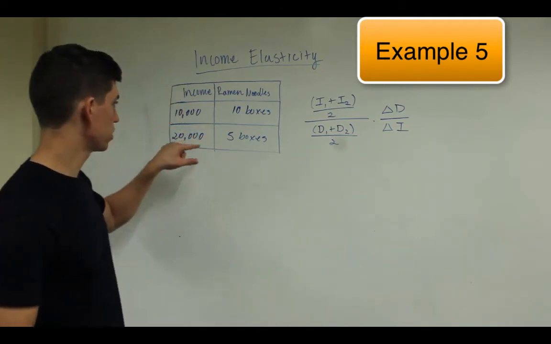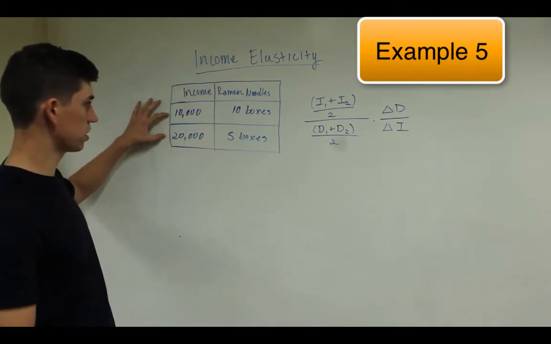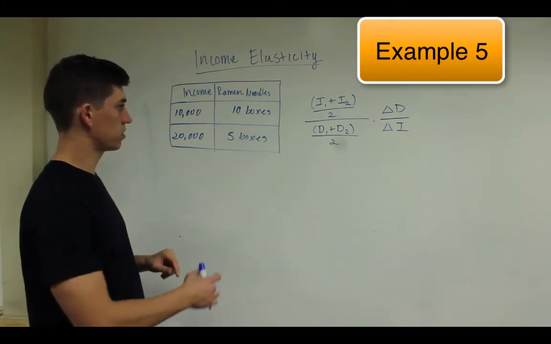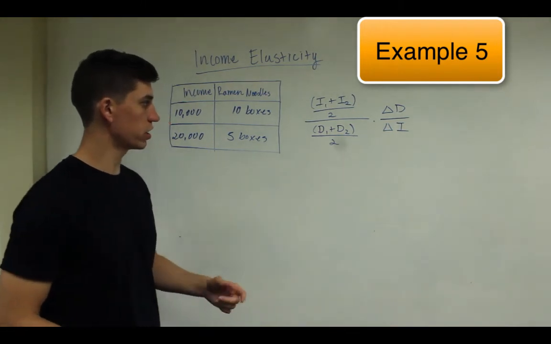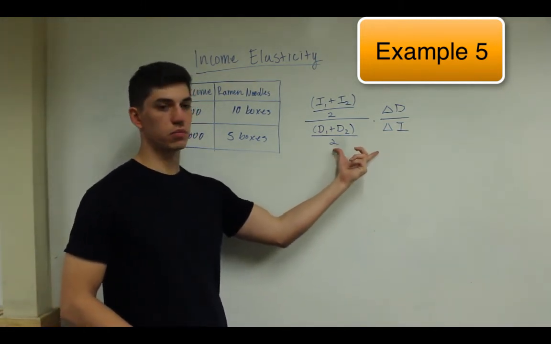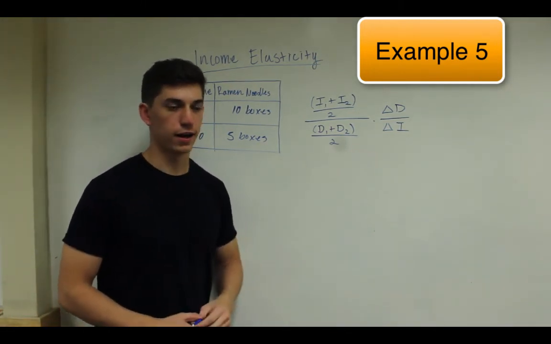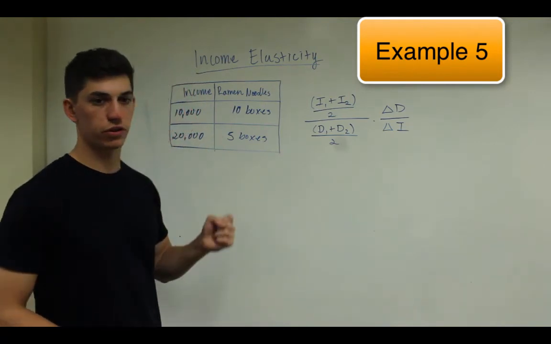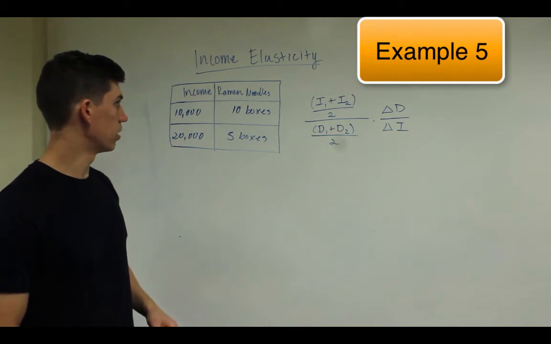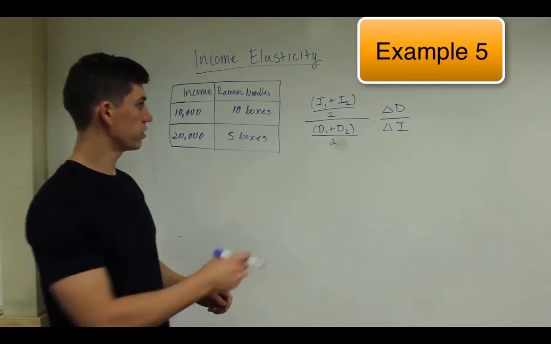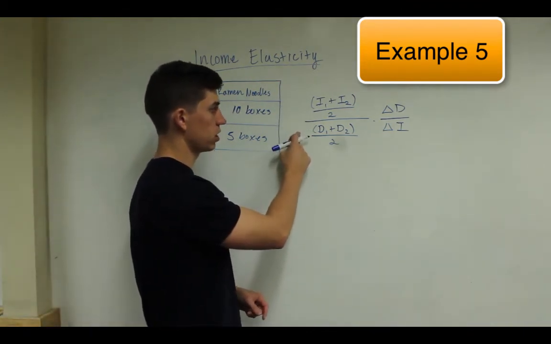You can see that's illustrated here by income going from 10,000 to 20,000, and then ramen consumption dropping from 10 boxes to 5 boxes. So what we're going to try and do is use this elasticity formula, the midpoint elasticity formula, to show you what happens with an inferior good and what that number should look like. Okay, so I'm just going to start plugging into this formula.